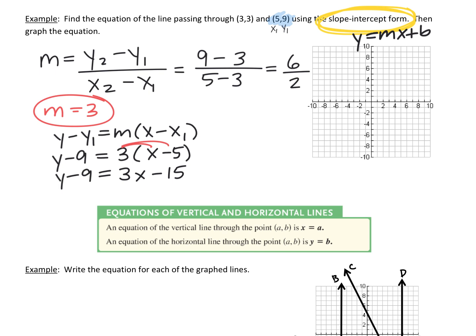And then to get y by itself, I would add 9 to the negative 15. So my slope-intercept equation is this: y equals 3x minus 6. Okay, there you go. This is slope-intercept form. That's the one I asked for, so that had better be the one you give me. If I ask for just an equation, it doesn't matter. If I ask for slope-intercept, that's the one you have to give me.